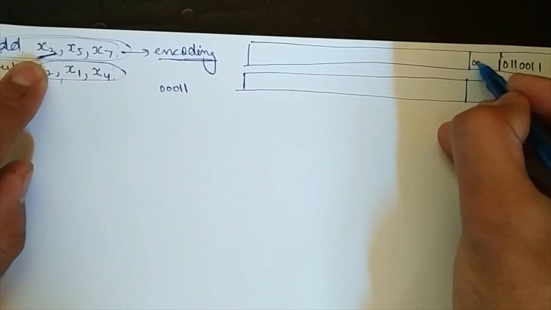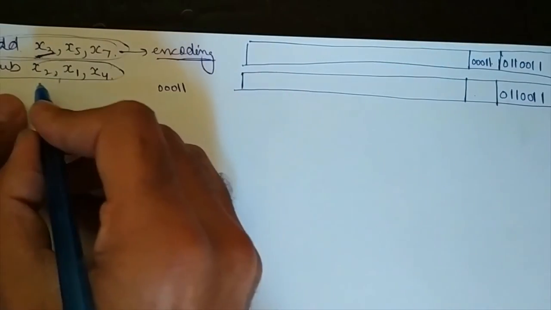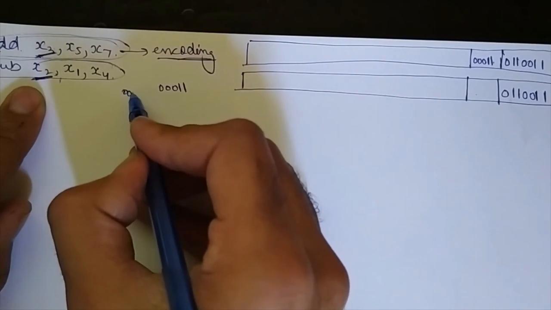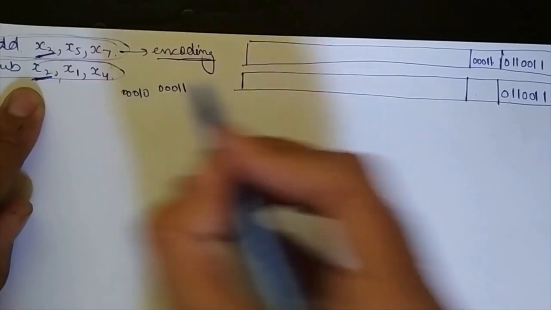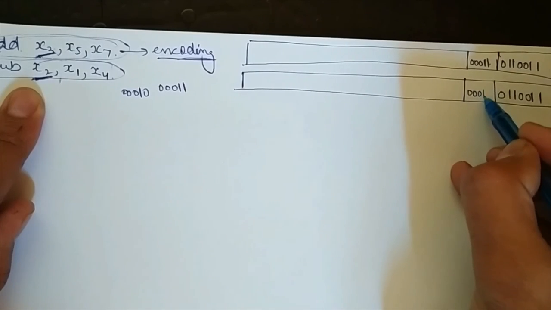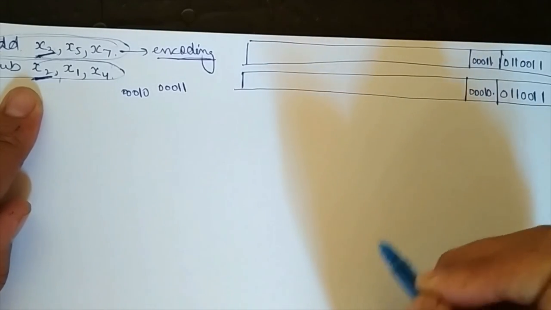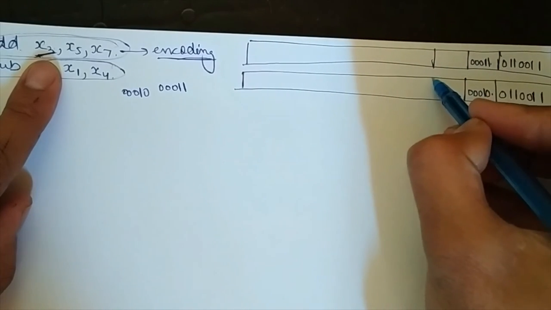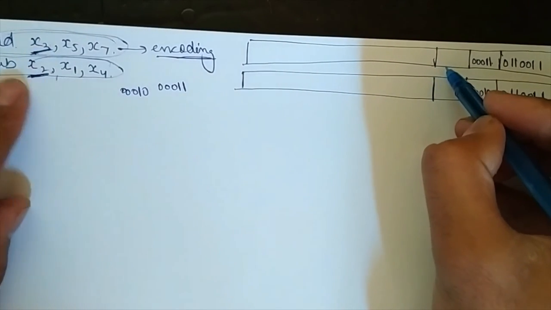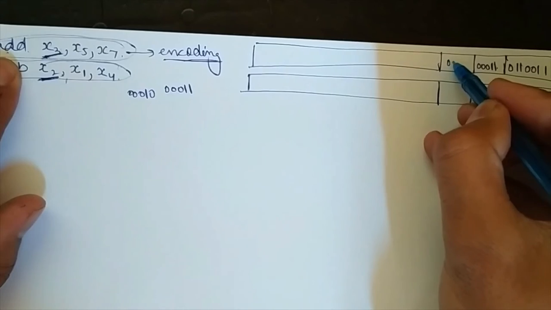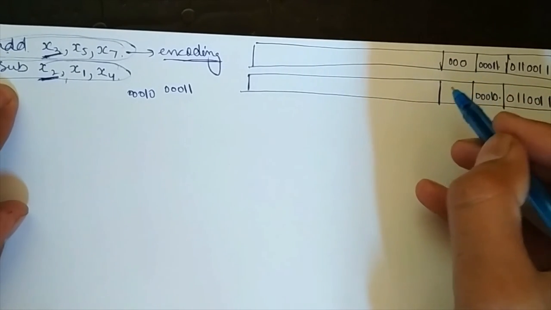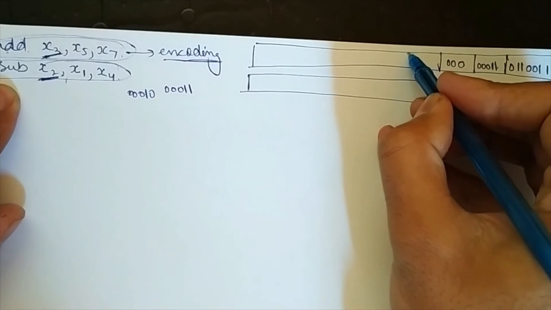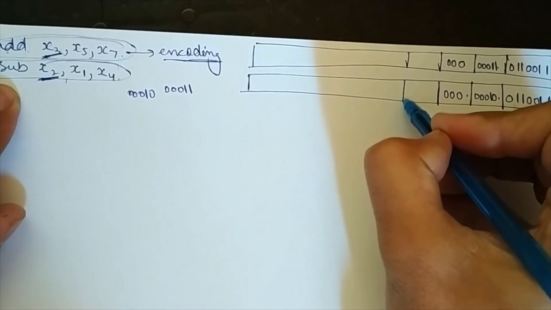00011. And in case of sub, what is the destination? It will be 00010. Then comes FUNC3. What is FUNC3 for add? It is 000. And what is FUNC3 for sub? 000. Then comes source register 1.